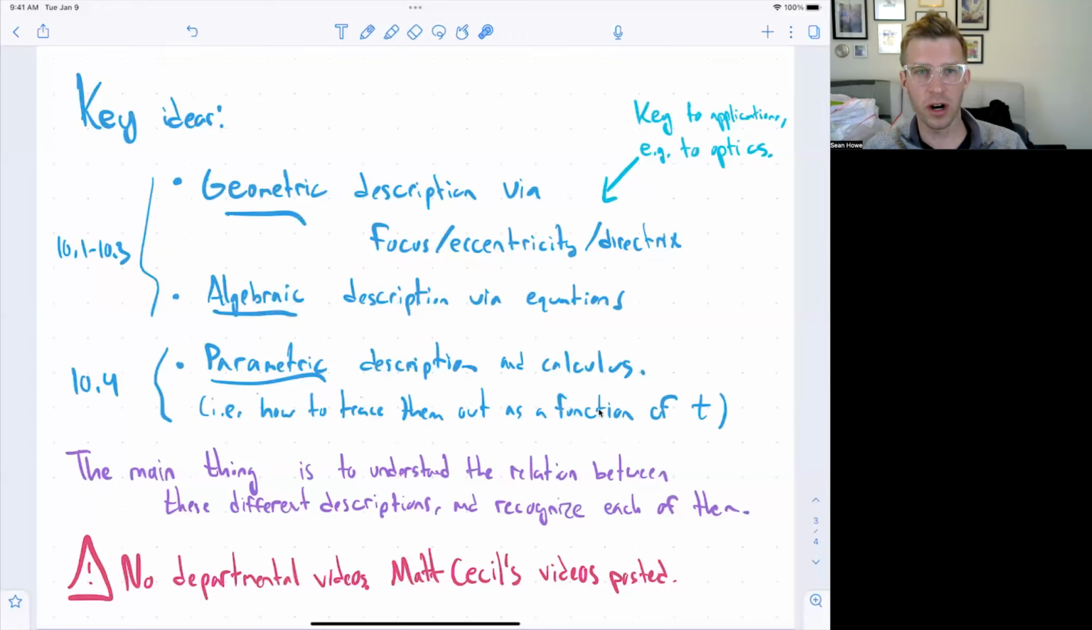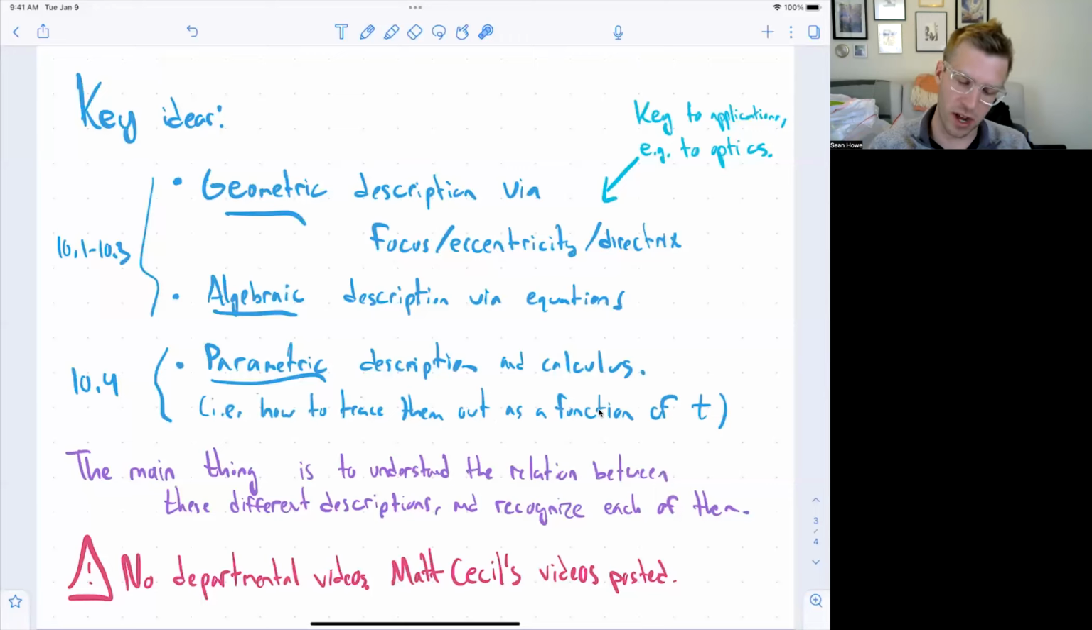In section 10.4, you're going to see a different way of describing these curves: a parametric description. That means you're describing how you would trace out one of these shapes, as if I took your pen and put it on the paper. You're giving the x and y coordinates as a function of one variable. So you're parameterizing these curves.